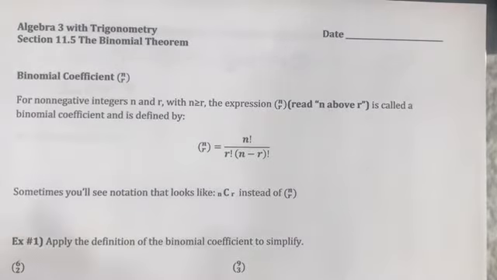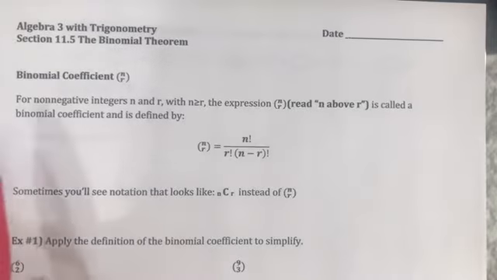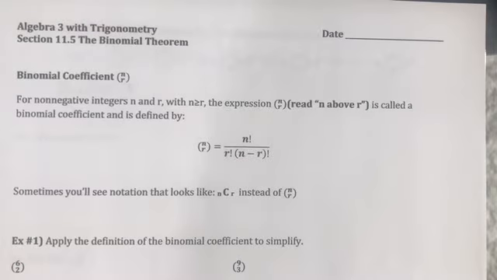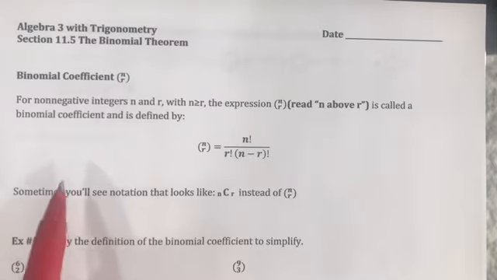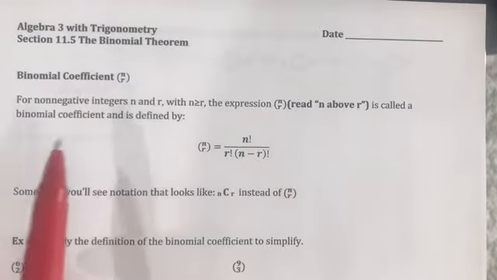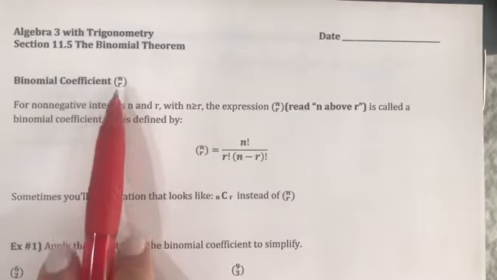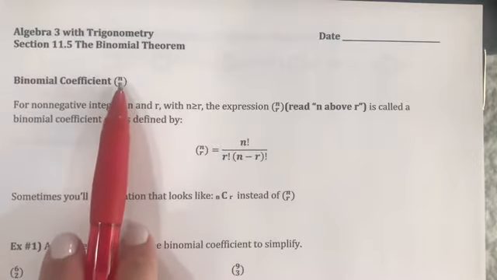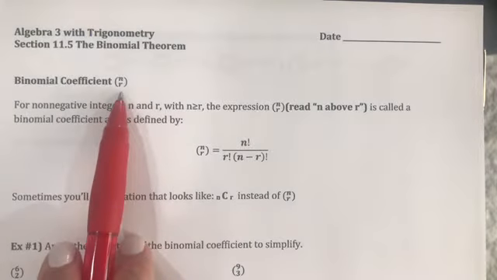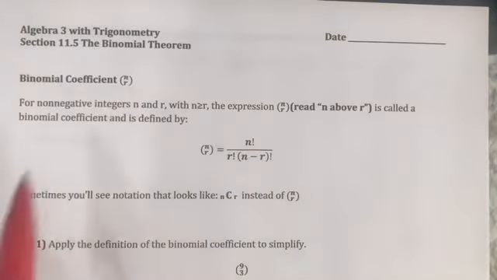We're going to talk about section 11.5, the binomial theorem. So we're going to be expanding binomials in this section, and in order for us to do that, we need to start with something called the binomial coefficient. It's these parentheses with two numbers inside, n above r. And that's actually how we read it.